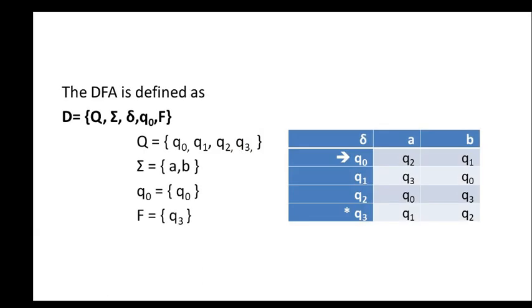Next, the DFA definition, the mathematical representation, will be like this. The states are Q0, Q1, Q2, Q3. The input symbols are A, B. The starting state is Q0, the final state is Q3, only that difference. And the transition function is also the same. From the previous example, we can write the transition from all the states on the input symbols.